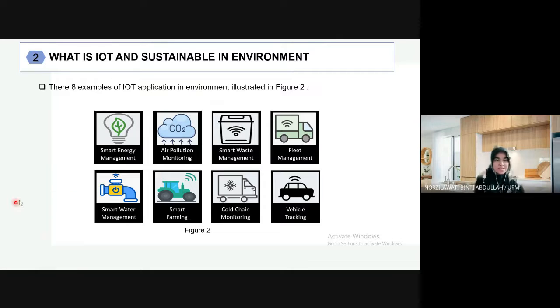Okay, thank you, Hajar. I will present what is IoT and sustainable environment. As you can see here, there are 8 examples of IoT applications in environments. The first one is smart energy management, air pollution monitoring, smart waste management, fleet management, smart water management, smart farming, cold chain monitoring, and vehicle tracking.